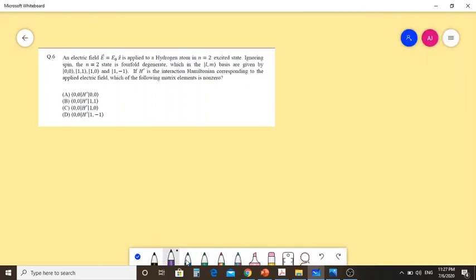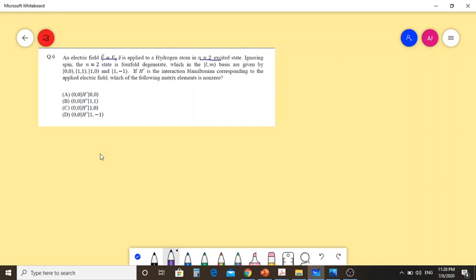Now, if I look at this one: E applied in the z direction, hydrogen atom in the n equal to 2 excited state, ignoring the spin, the n equal to 2 state is fourfold degenerate with the basis |L, m> given by |0,0>, |1,1>, |1,0>, |1,-1>. If H prime is the interaction Hamiltonian corresponding to the applied electric field, which one of the following matrix elements is non-zero? That is the thing they are asking.